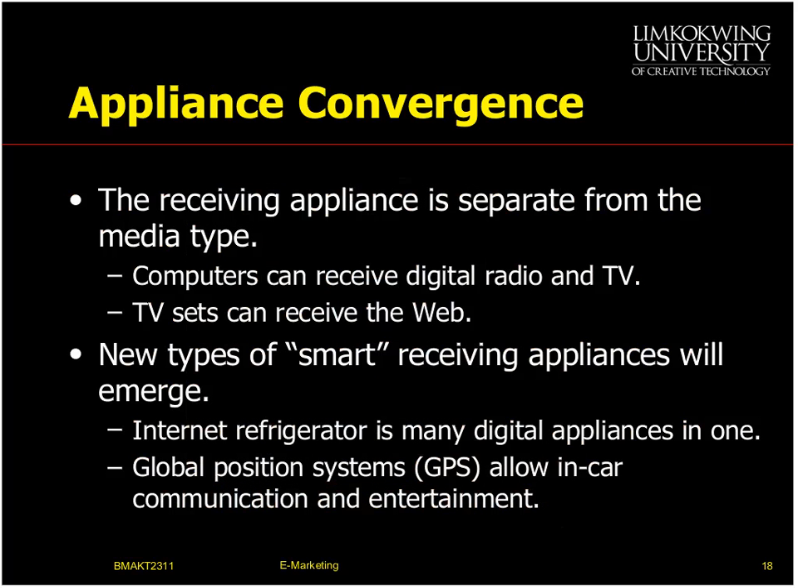Appliance convergence. The receiving appliance is separate from the media type. Computers can receive digital radio and TV. TV sets can receive the web. You see that this is the relationship that appliances have nowadays. You can use the internet through TV. You can use radio with the internet, and all of these things are possible. You don't really need to have a traditional radio to be able to listen to radio. Now you can simply have it on your computer. On the other side, TV sets are going to help you have access to the internet.